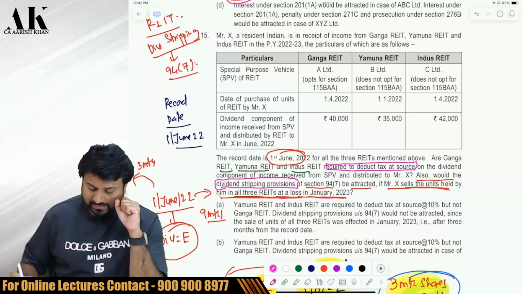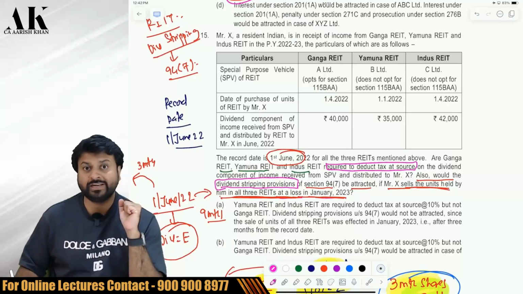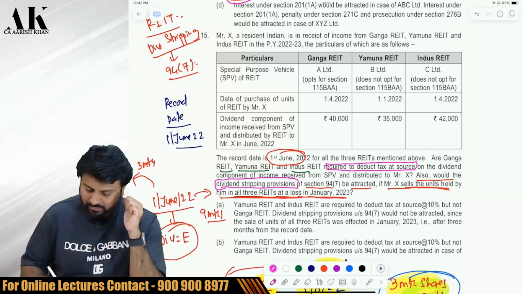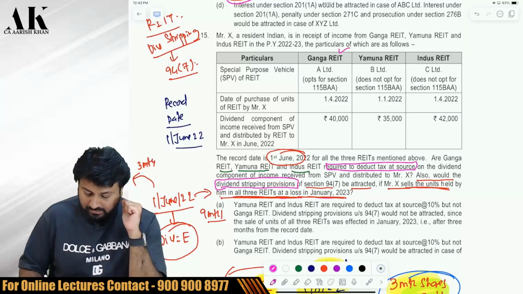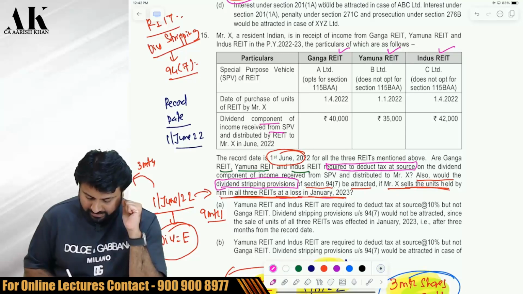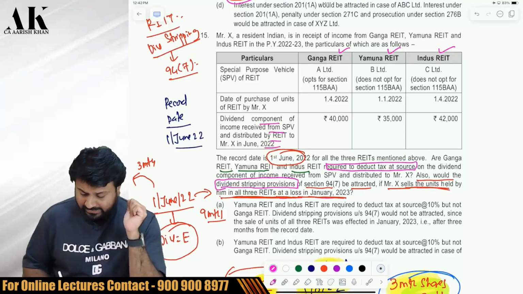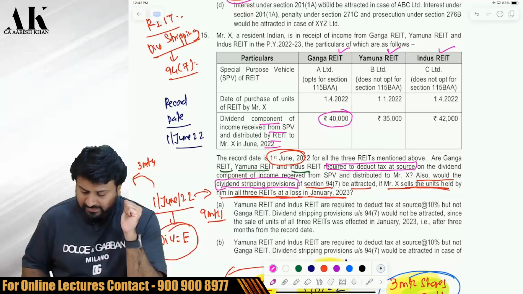Okay. Now, this is the first concept which is covered in this particular case study. The second thing which is covered in this case study is the concept of REIT, Real Estate Investment Trust. There are 3 REITs over here in which you have made an investment: Ganga REIT, Yamuna REIT and Indus REIT, and from all the REITs you are receiving some dividends. Now, when is the dividend exempt in the hands of the investor and when is it taxable?